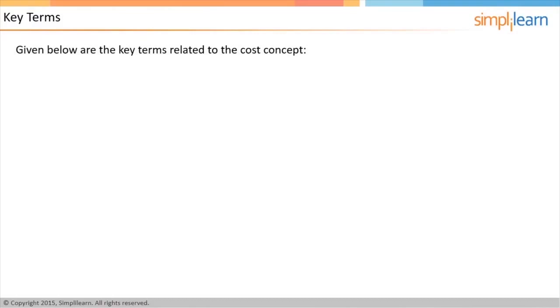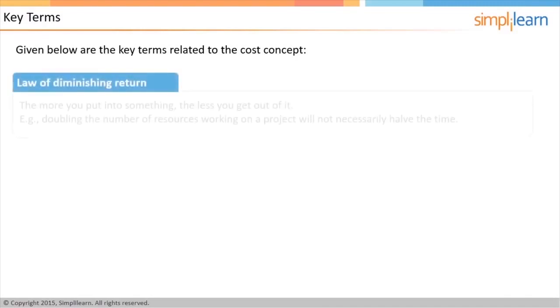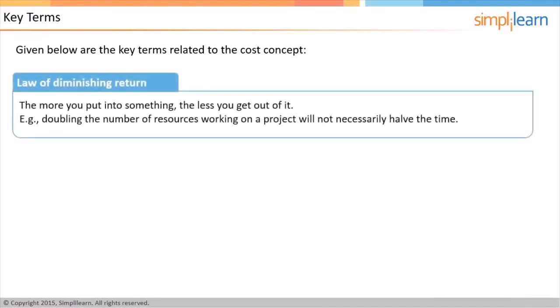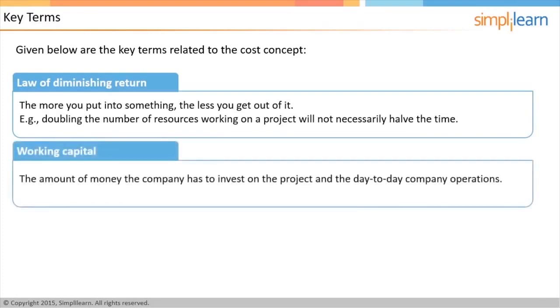Before we end this lesson, let us also look at a few definitions that might be useful for your PMP examination. Law of diminishing return. This means the more you put into something, the less you get out of it. For example, doubling the number of resources working on a project will not necessarily halve the time. Working capital. The amount of money the company has to invest in the project and the day-to-day company operations.